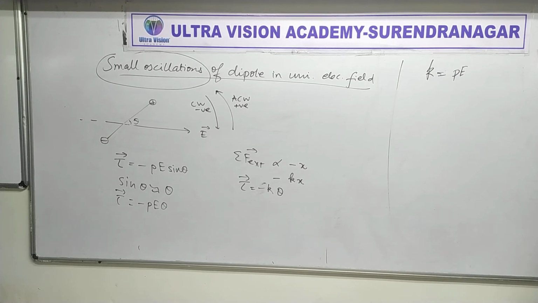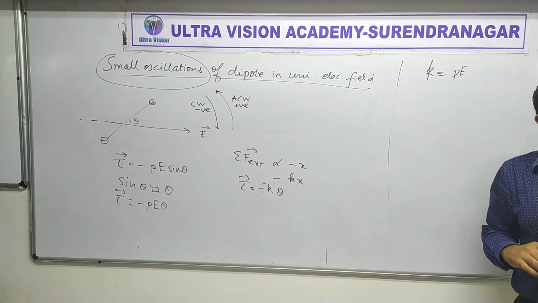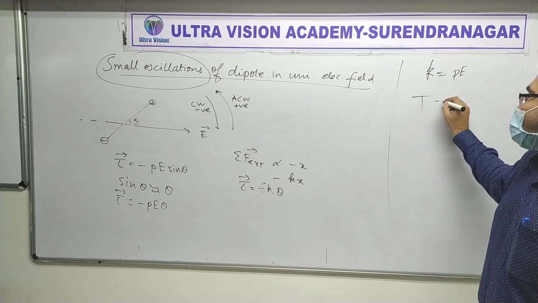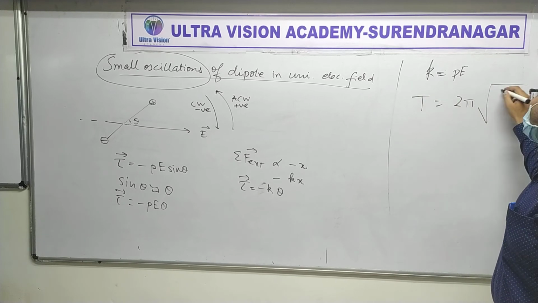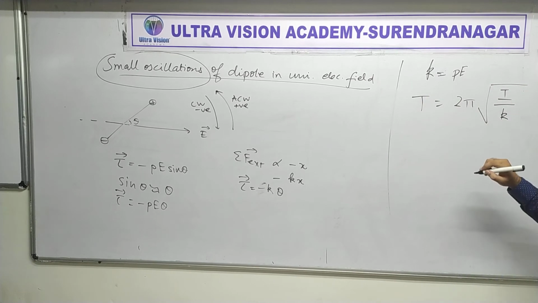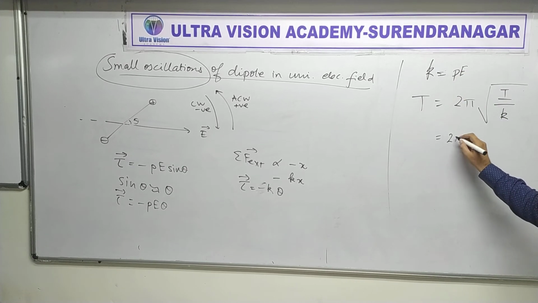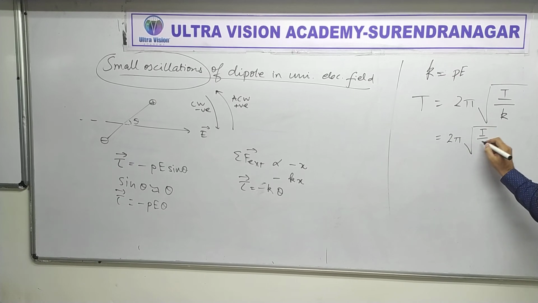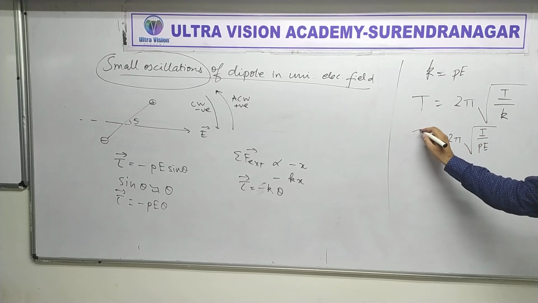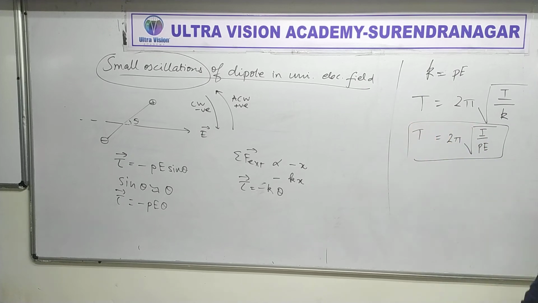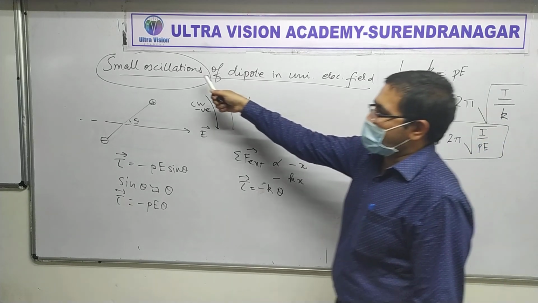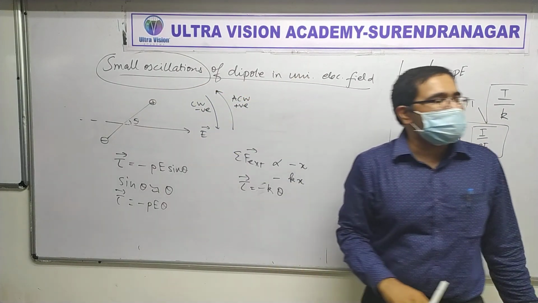That is for translational SHM. For rotational, what do we write in place of mass? I, moment of inertia. So T is equal to 2 pi under root I by K is the formula, isn't it? What's K? PE. Here K is equal to PE. So this is the time period of oscillation of a dipole, provided the oscillations are small oscillations.